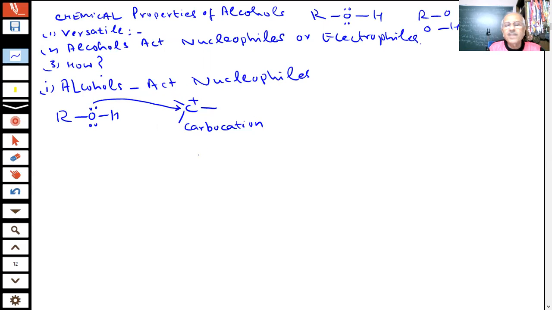Because this carbon is hungry for electrons. This is a positively centered carbon. This is an electrophilic carbon, student, and now it can act as a nucleophile. But if this is not there, then it is a weak nucleophile. Then attacking is difficult.